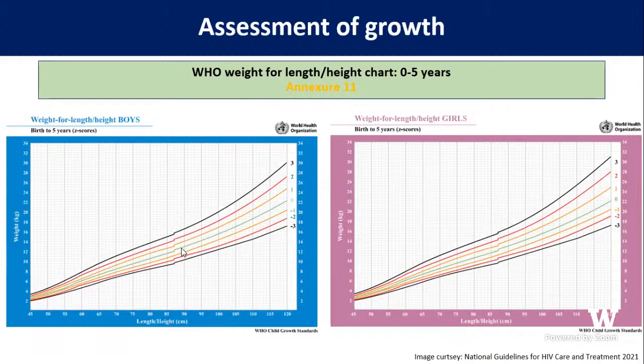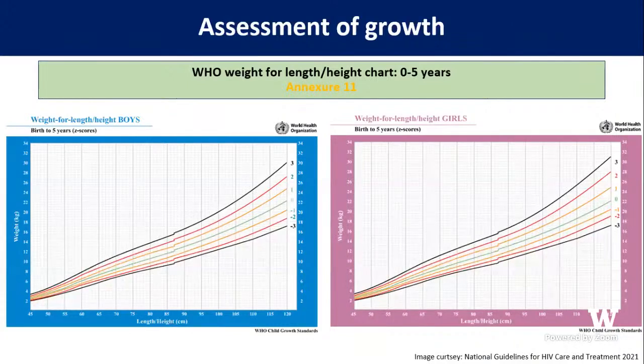So one can plot on weight for length the same info and see whether the weight for length is, like the previous parameters, within +2 and -2 z-score, or is it below -2 z-score. If it is below -2 z-score, the child is said to have wasting. And if it is below -3 z-score, the child is said to have severe wasting. Okay, so if you want to assess wasting, then we must assess the weight for length.